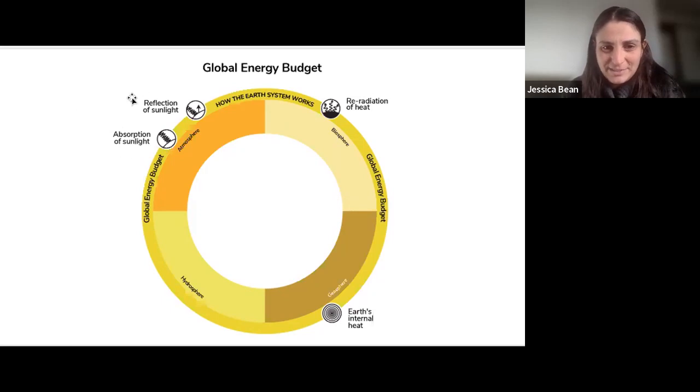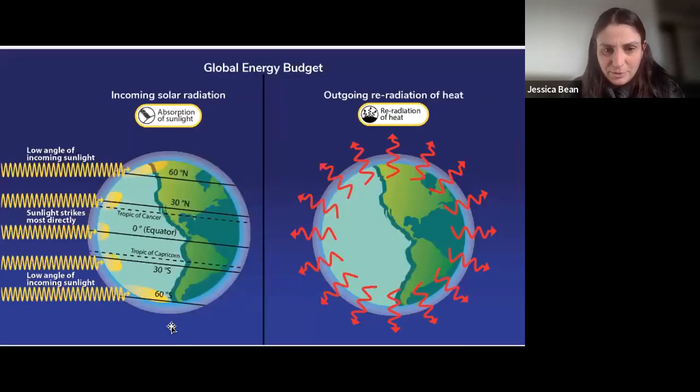So this is related to sunlight, how much sunlight is absorbed and reflected versus heat that's re-radiated. And of course, Earth's internal heat in the geosphere. And we've also developed all sorts of graphics and content to help you unpack what we mean by absorption of sunlight or re-radiation of heat.